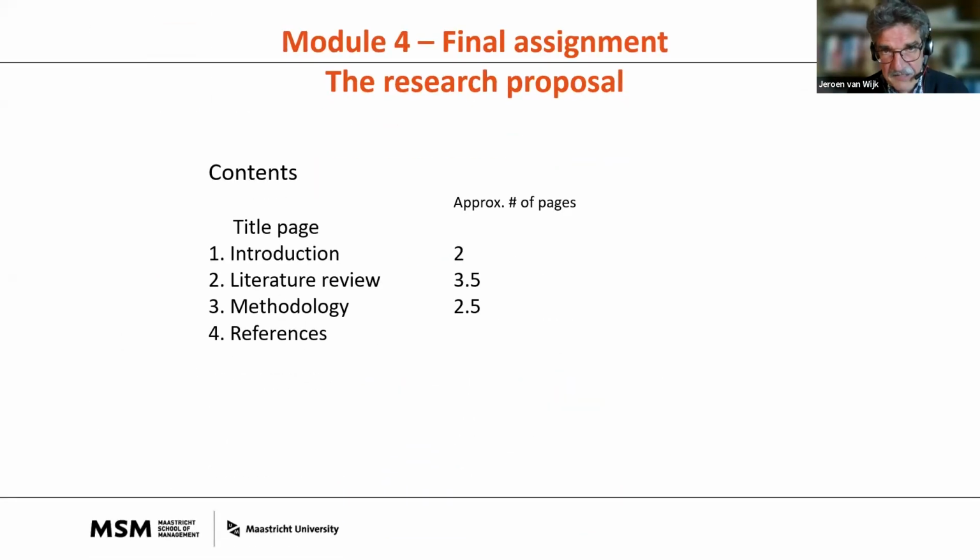So module 1 is then that you write your research proposal. You have 3 weeks for this. So this gives you an idea. We want more or less 8 pages of text. So that translates to 3,500 words. 2 pages introduction, 3.5 page literature review. So we really emphasize the literature review. This is very important. The methodology, 2.5 pages, where you explain how you plan to collect the data, how you plan to analyze it, and the references.